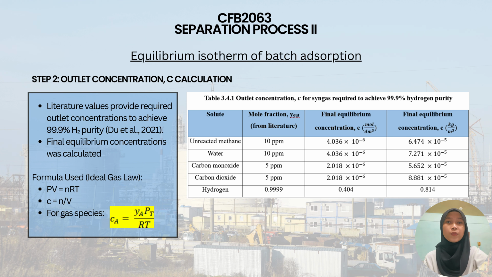In step 2, we determine the outlet concentration for each impurity based on literature values required to achieve 99.9% hydrogen purity. According to literature, the outlet mole fraction for all syngas components are in ppm except hydrogen. Using the ideal gas relation, we converted this mole fraction into molar concentration and then into mass concentration using the respective molar mass. The same method was applied to all syngas components and the values are included in the table.